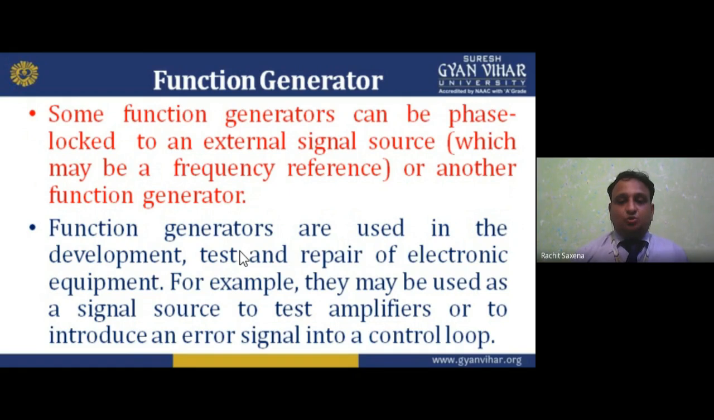So a function generator is used in the development, test and repair of electronic equipment. Something we are developing, there we can use it. We are testing, then we can use it, and repairing of electronic equipment, then we can use this function generator. For example, they may be used as a signal source to test amplifiers, or to introduce an error signal into a control. So these are the features.